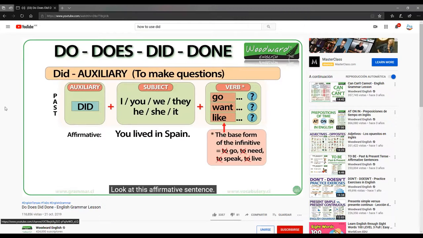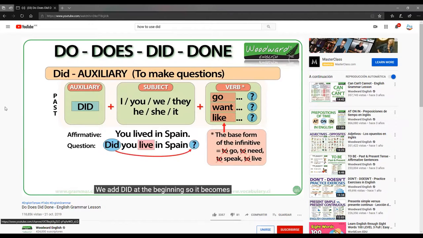Look at this affirmative sentence. You lived in Spain. How can we make this a question? We add did at the beginning, so it becomes, did you live in Spain?